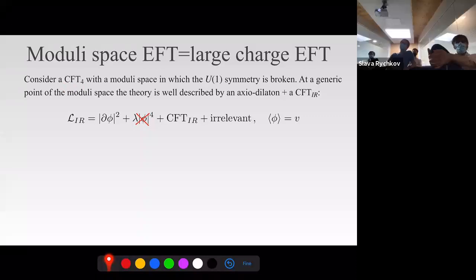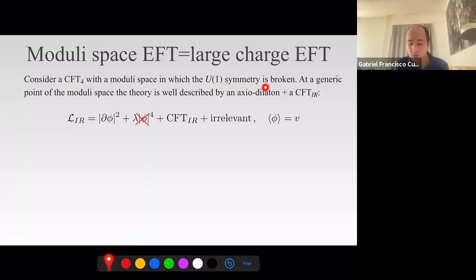So let's consider a CFT in 4d with a moduli space in which the U(1) symmetry is broken. At a generic point of the moduli space, the theory is well described by some axio-dilaton plus some other degrees of freedom, which I denote CFT_IR generically. And this is the effective field theory. So the axio-dilaton is essentially a free scalar, the CFT_IR, and some irrelevant couplings between the two. And here I stress that the axio-dilaton EFT is kind of funny if you don't specify more, because a priori there is a term you can write, lambda phi^4, which is incompatible with the saddle point you want, which is phi equal v.